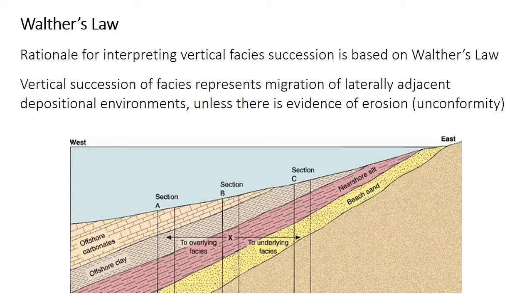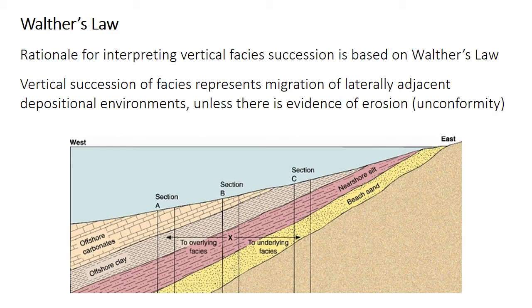The fundamental basis that allows us to relate the vertical succession of facies that we see in the rock outcrop to the original spatial relationships is called Walther's law. Simply, it states that the vertical succession of facies represents deposits from the migration of laterally adjacent sedimentary environments, at least in a conformable succession. Conformable means that there aren't any significant erosion intervals separating the different facies.